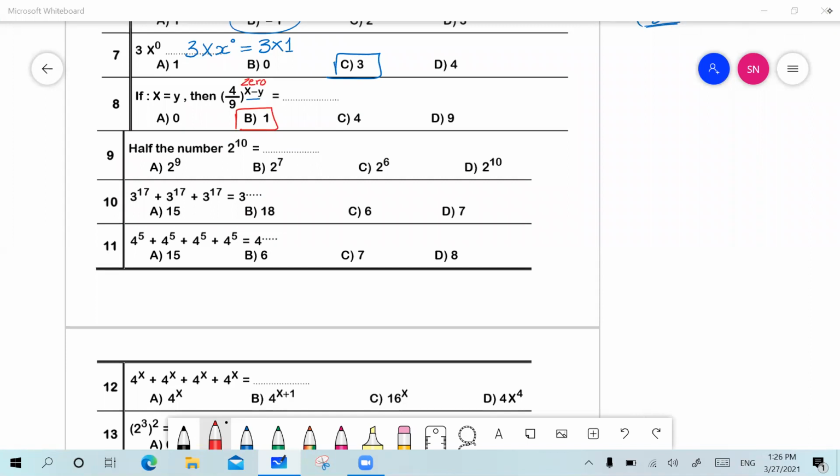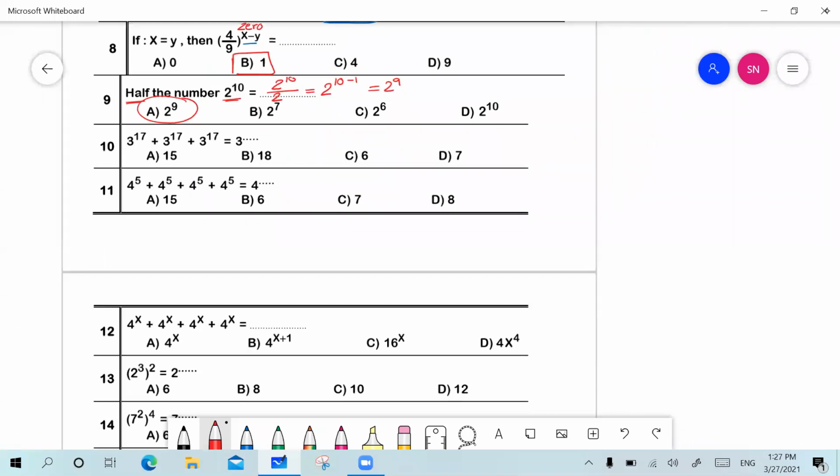Number 9, half of the number 2 to the power of 10. Who is going to answer this question? Malak? 2 to the power of 9. Exactly. When it says half of the number 2 to the power of 10, this means I am dividing 2 to the power of 10 into two groups to find its half. Now I have the same base, and I am dividing, so 2 to the power of 10 minus 1, which is equal to 2 to the power of 9.